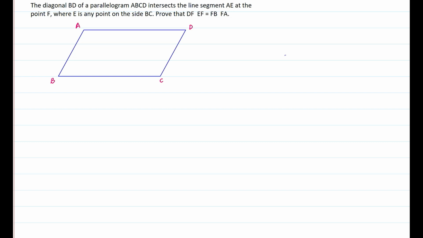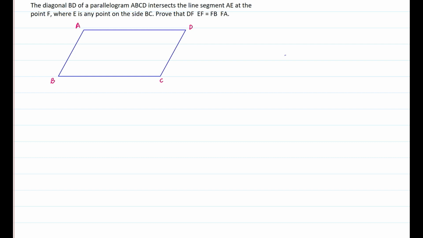Whenever we have such questions where we have to prove DF into EF is equal to FB into FA, it should strike you that these are something like ratios. Ratios means similar triangles. If we can prove two triangles are similar, then we can get ratios and arrive at this particular condition.